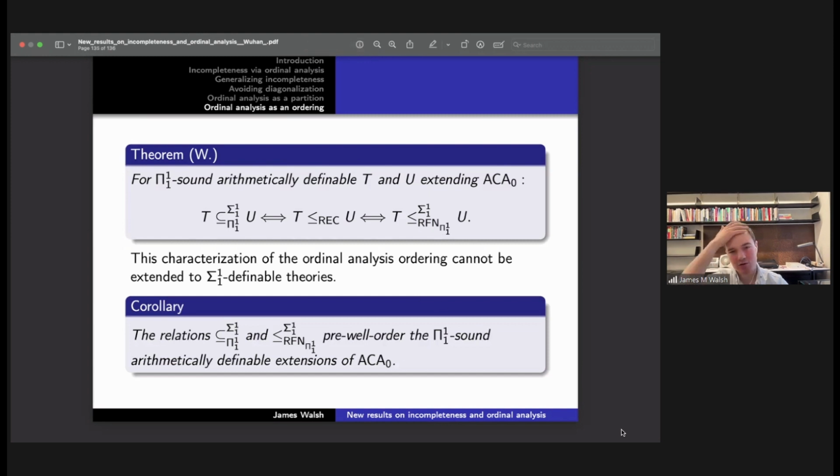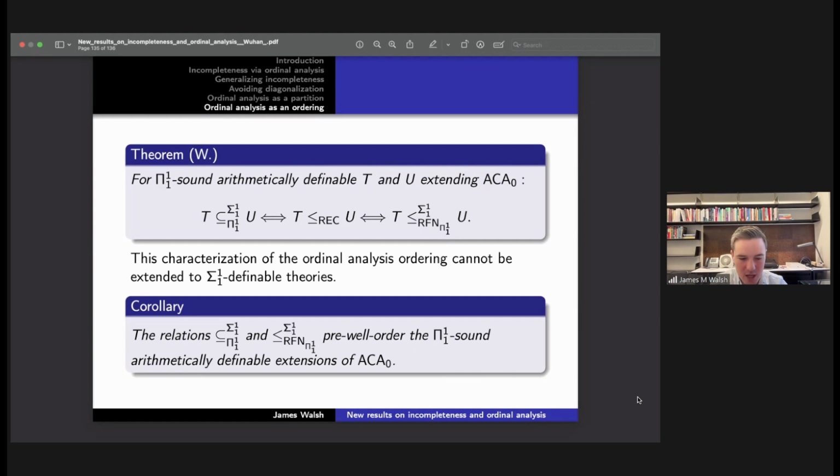Nevertheless, there's a corollary which is worth stating on its own, which is that these relations on the left and right well order the Π¹₁ sound arithmetically definable extensions of ACA₀. Why is that? It's just because they coincide with ordinal analysis. Ordinal analysis is pre-well ordering the theories within its grasp. When I say that, I mean that it's well ordering the equivalence classes. There are equivalence classes of theories that all have the same proof theoretic ordinal, and the equivalence classes are well ordered by the induced ordering. So these relations pre-well order the Π¹₁ sound arithmetically definable extensions of ACA₀.